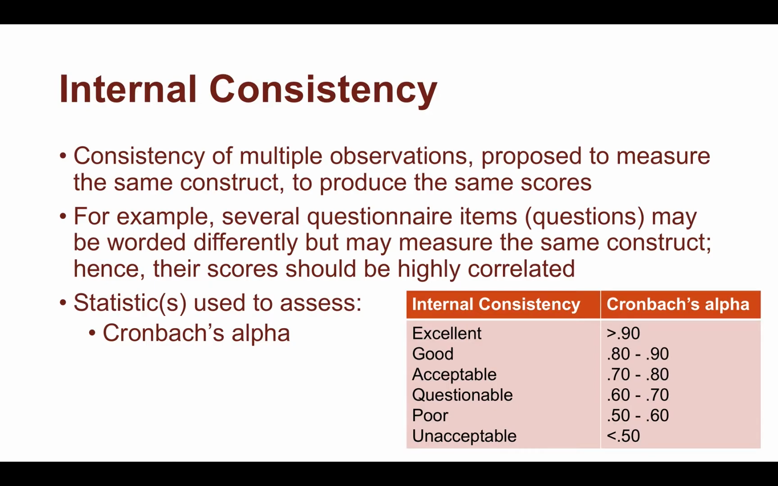And we can use something called Cronbach's alpha to assess internal consistency. Like what we saw before, there are different values that refer to excellent, good, acceptable, questionable, poor, and unacceptable internal consistency.